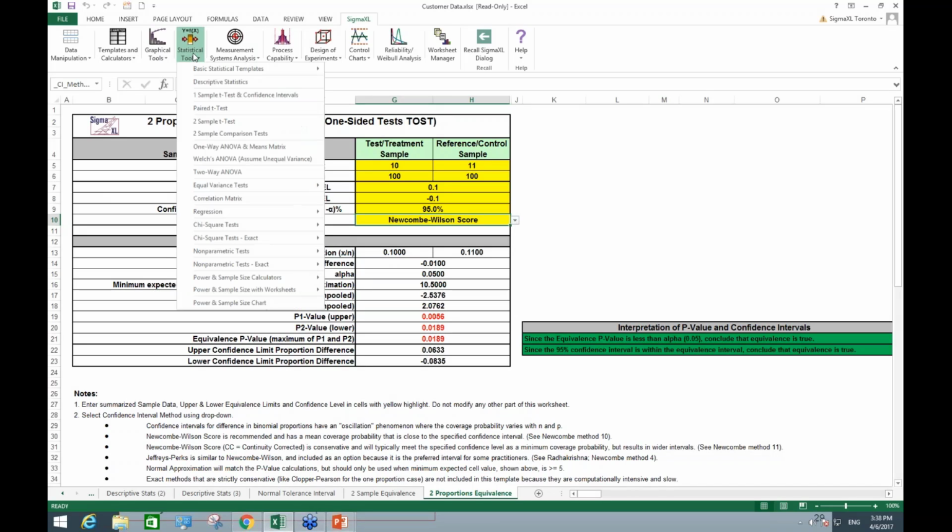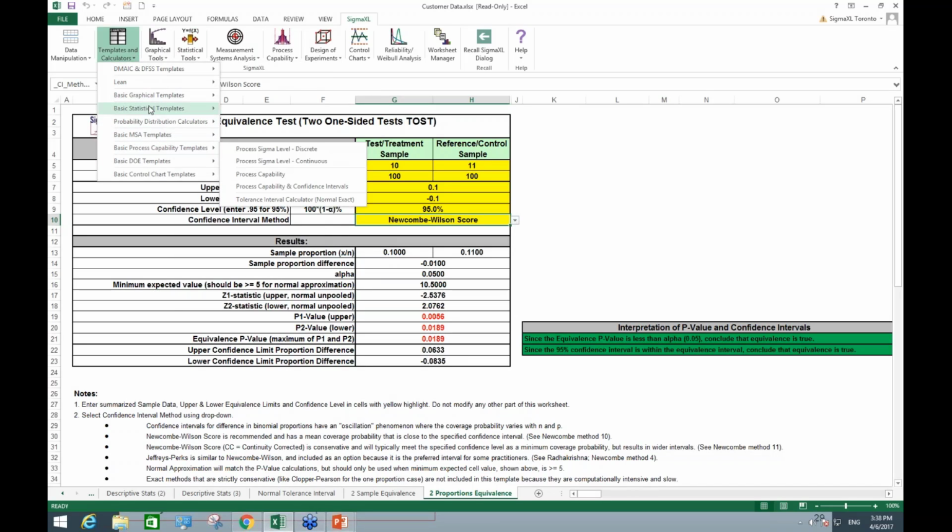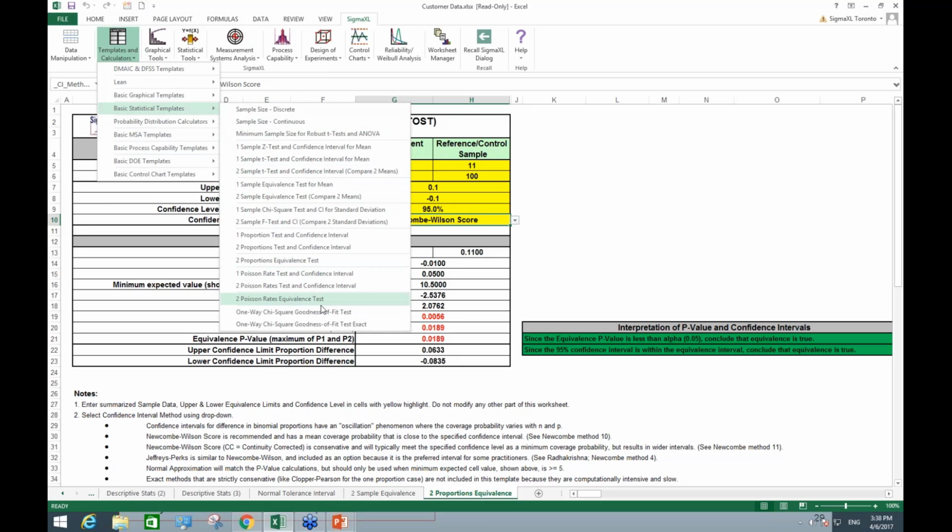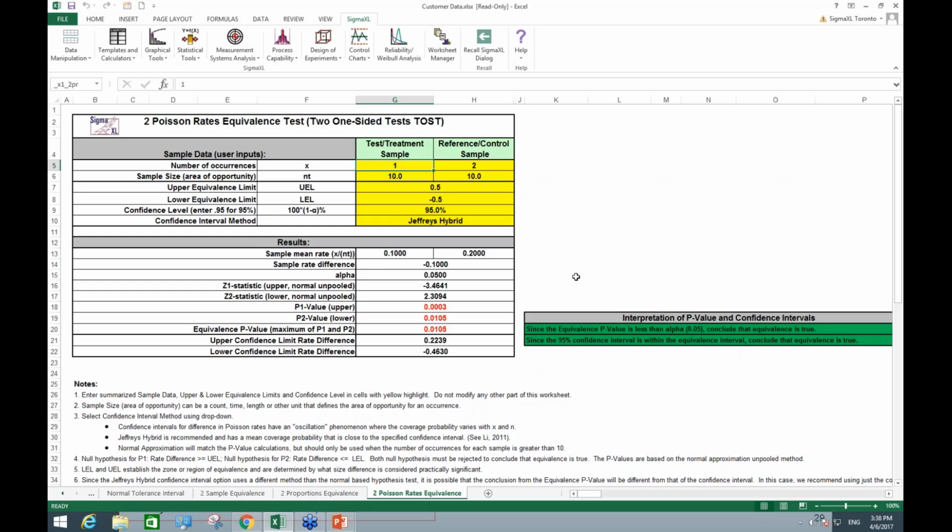Also, under templates and calculators, basic statistical templates, we have the two Poisson rates equivalence test. Same idea: two one-sided tests are applied, and if we reject the null hypothesis for both, then we conclude that the two Poisson rates are equivalent. So that's equivalence test for two means, two proportions, and two Poisson rates. We also have the one sample mean, which I'm not going to cover, but that's included in the new features. That now takes us to the gauge R&R.